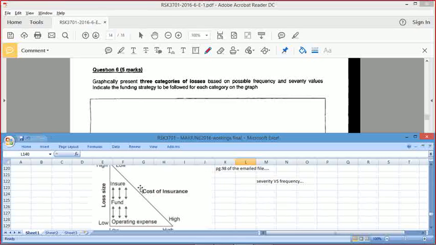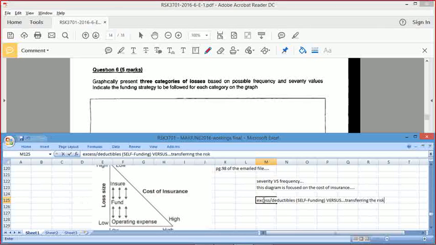do think they're focusing more on this one, which is focusing on the costs. So this diagram is focused on the costs of insurance. Those losses that we need to insure, the funding strategy would be, are we going to be going with excess or deductibles? Brackets, again, you could talk about self-funding, versus transferring the risk to an insurer.